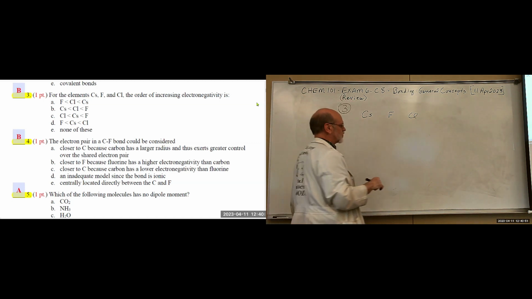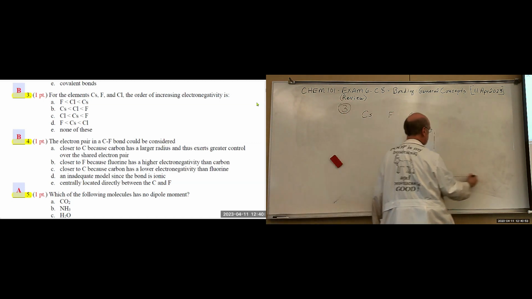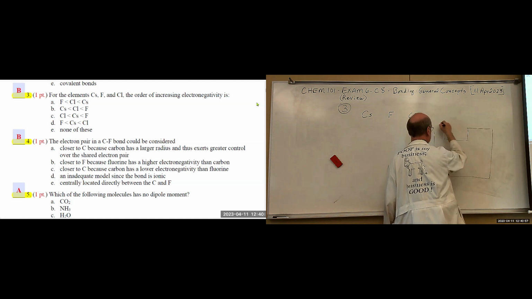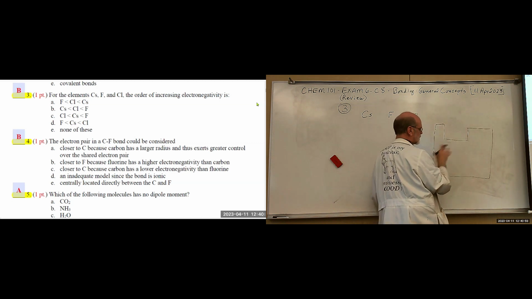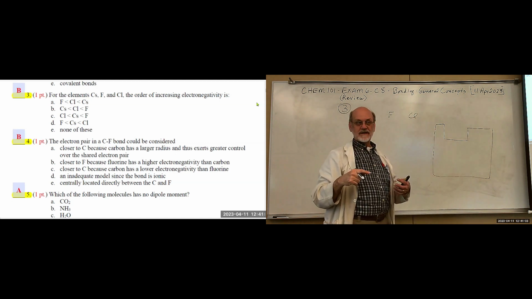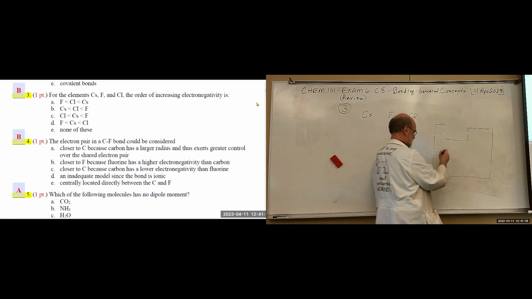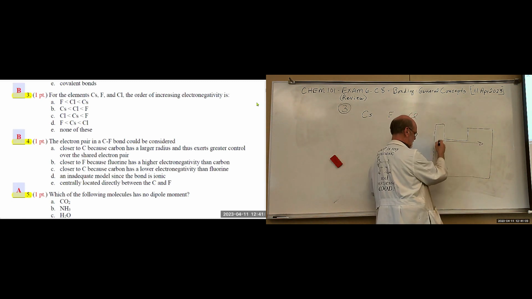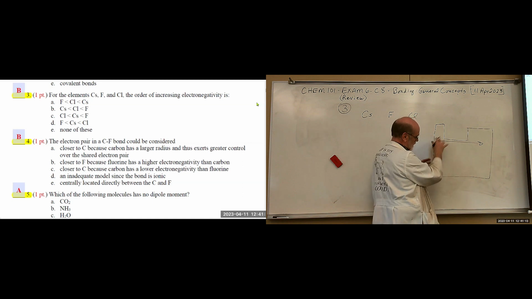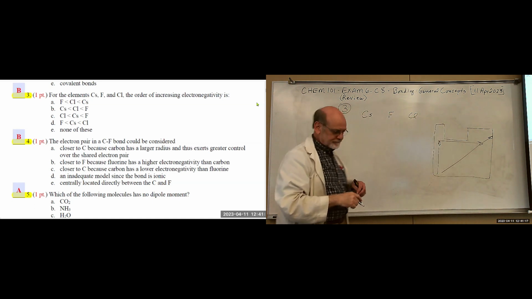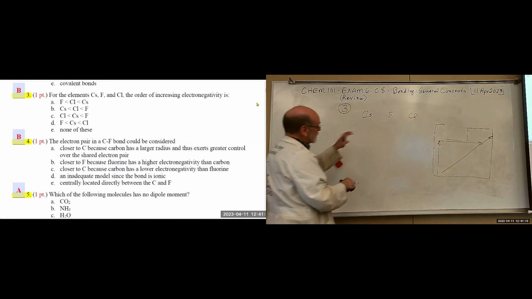So what's the periodic trend? You have your table here. What's the trend in the periodic table for electronegativities? Increases left to right. Decreases top to bottom, so increases that way, right? Okay, so put together, lower left, upper right. Okay, so let's see where these guys are located.